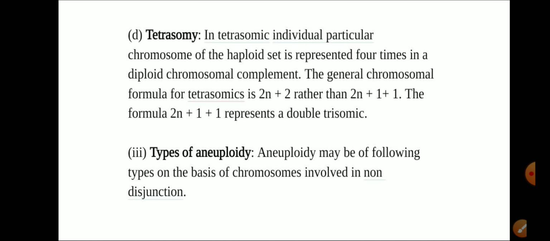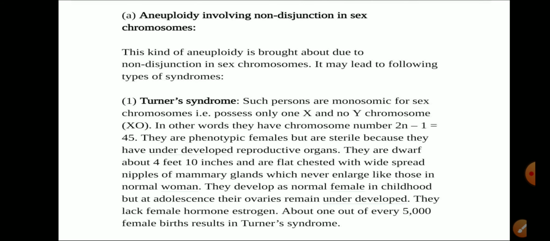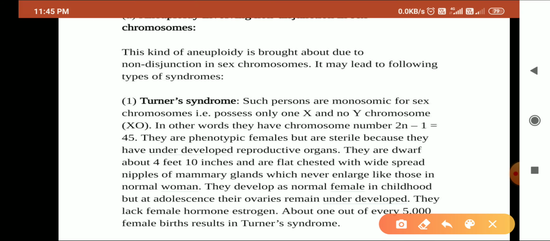Now, types of aneuploidy. Aneuploidy is of various types on the basis of this non-disjunction. Aneuploidy involving non-disjunction in the sex chromosomes may lead to various types of syndromes. The very first syndrome is Turner syndrome. So, let us discuss these syndromes, the chromosomal disorders.